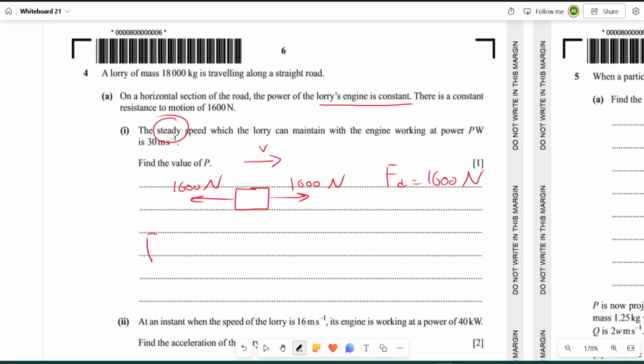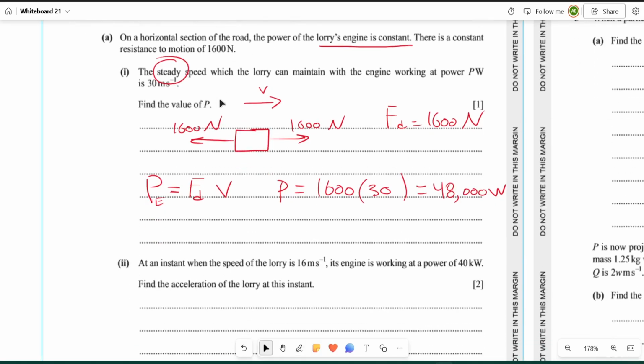Okay, and I have the formula that tells me the power from the engine is going to be the force of the engine, which is the driving force, times the speed. So power equals the driving force, which is 1,600, times the speed, which is 30. So 1,600 times 30 is going to give me an answer of 48,000 watts. This is going to be my answer over here.